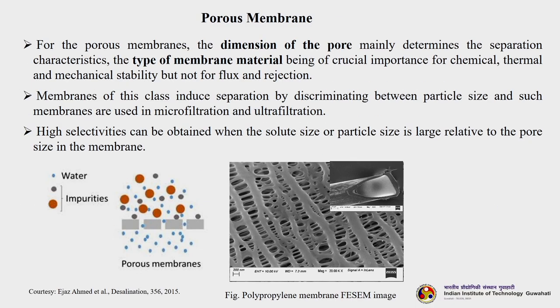For porous membranes, the dimension of the pore mainly determines the separation. The type of membrane material is of crucial importance for chemical, thermal and mechanical stability, but it does not contribute to the flux and overall rejection. So, membranes of this class induce separation by discriminating between particle sizes. That is why these are called size based separation, and such membranes are microfiltration and ultrafiltration. We can obtain very high selectivities when the solute or particle size is very large relative to the pore size.